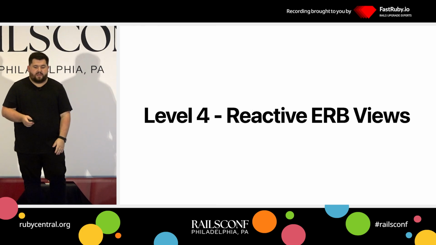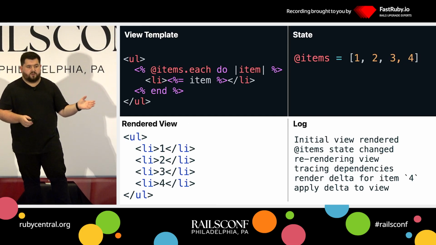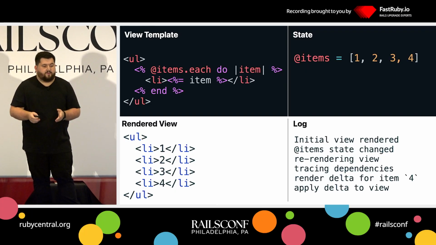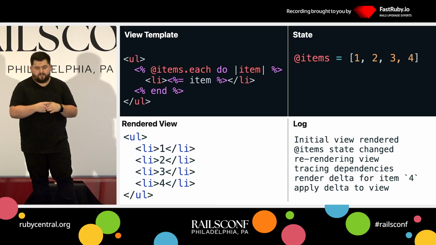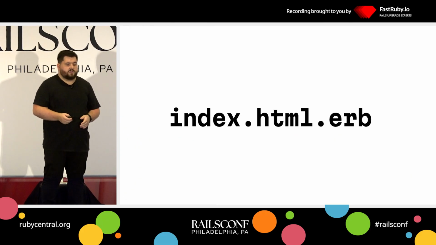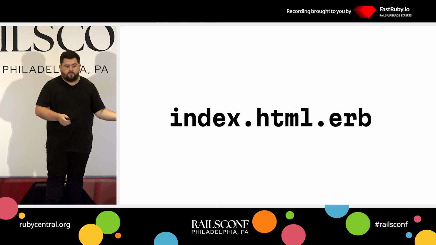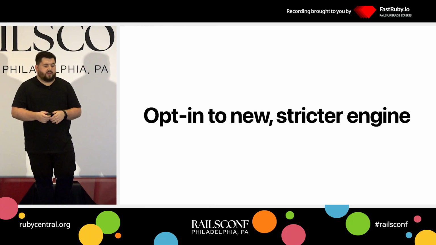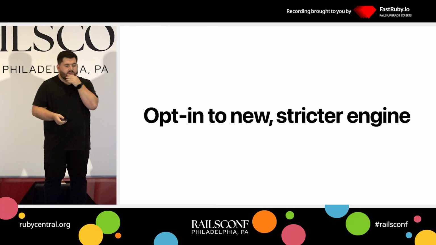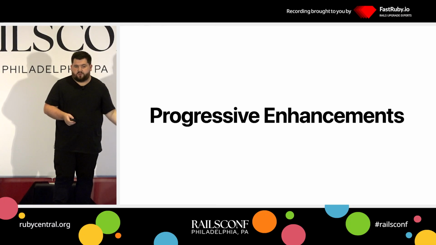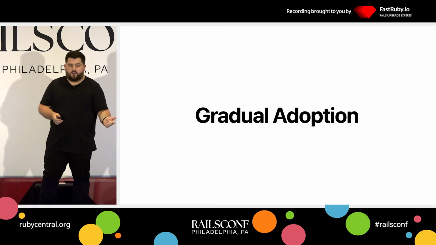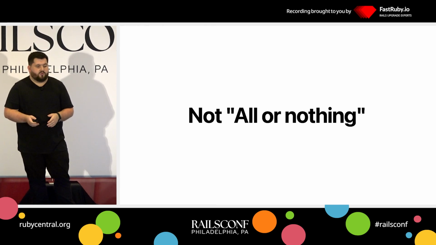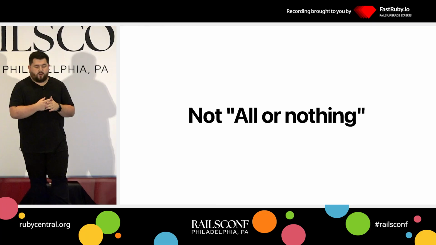Then for the 4th level, we could say, let's bring these reactive views actually to our view layer. And I was thinking to keep it backwards compatible, so you don't have to replace your whole app with all these new views. What you would do is rename your ERB file to a Herb file. And with that, you opt in to this new stricter engine. And with that, you also get these progressive enhancements. You can gradually adopt this where it makes sense. You don't have to do an all-or-nothing approach where you say, yeah, replace it all, or go all in on React.